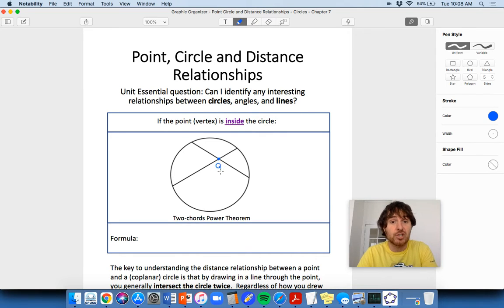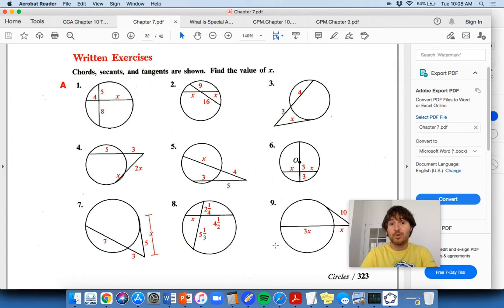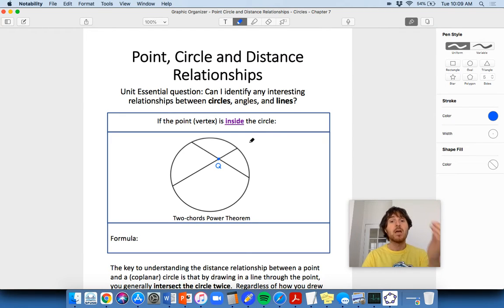Here, you're going to have really just 3 possible situations. It's going to look like this here, and this here, which is a secant and a tangent. This is 2 chords. Or it's going to be 2 tangent segments here. Just those 3 situations. That's what we'll go through right now. All right, check it out here.